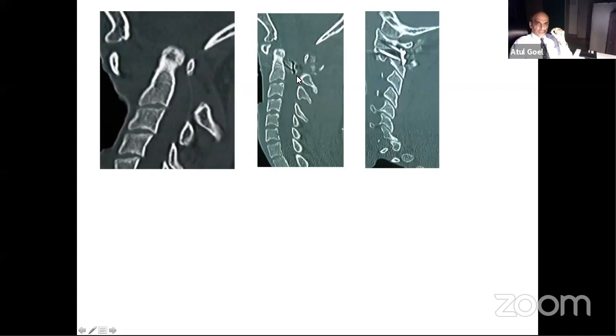But open the joint, reduce the dislocation, and fix. So there is no decompression, no decompression.